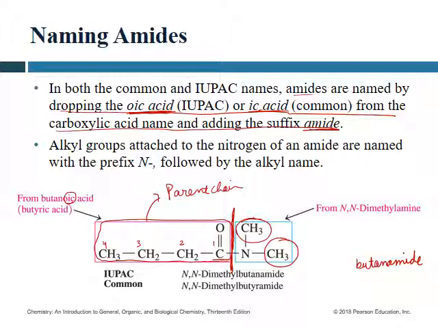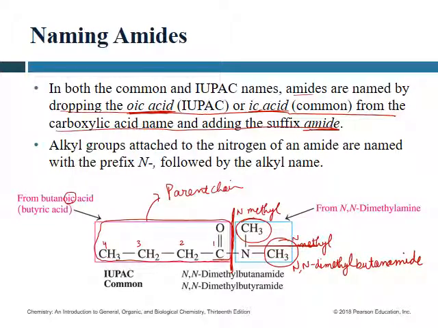Next thing we see is it has substituents. Where are they? This is a methyl, this is a methyl. Where are they located? This is on N, this is also on N. So it would be N,N-dimethylbutanamide.